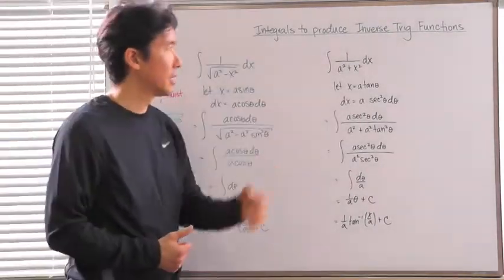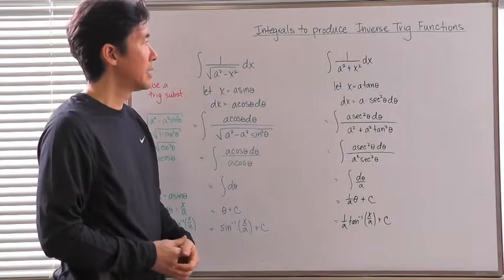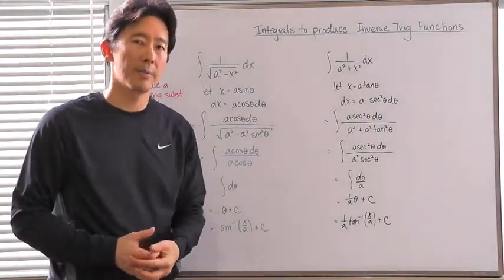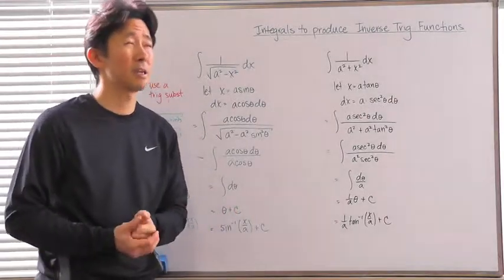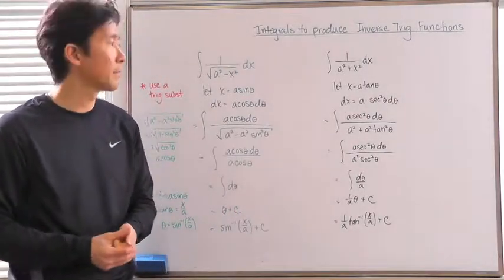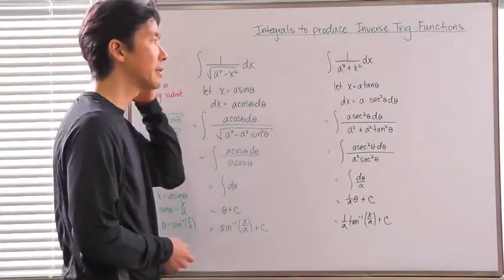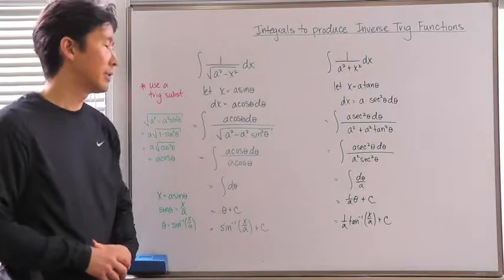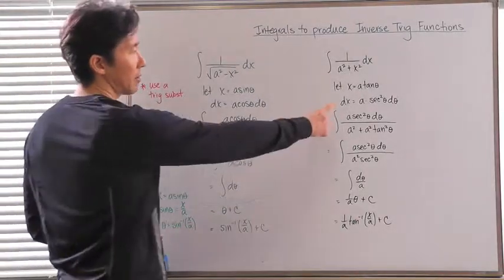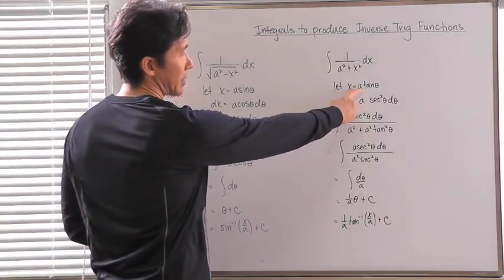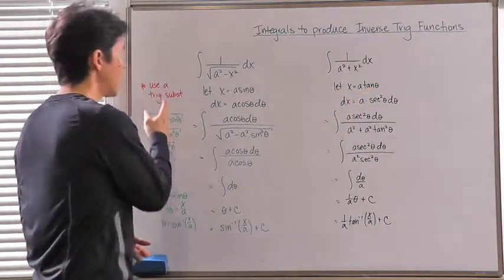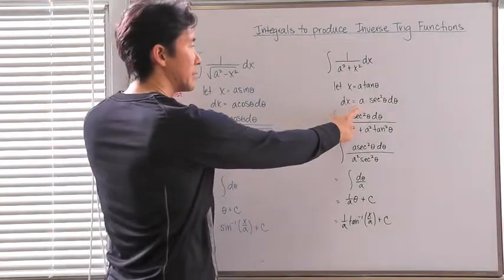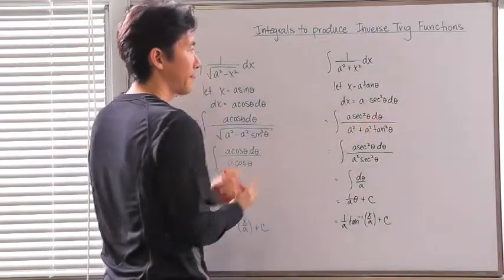Now the other one we should be familiar with is something that looks like 1 over a squared plus x squared dx. I'm hoping again that everybody will think, hey, that's very similar to the inverse tangent. And sure enough, if we do another trig substitution, we will in fact come up with the inverse tangent. So if we say that x is equal to a tangent theta, again using a trig substitution, then dx is equal to a secant squared theta d theta.